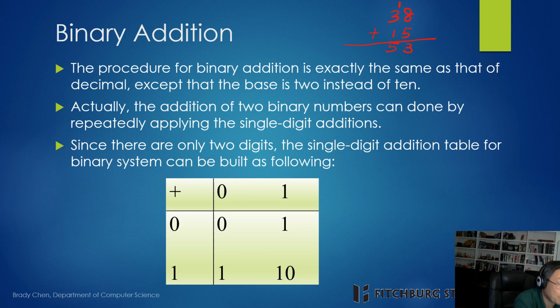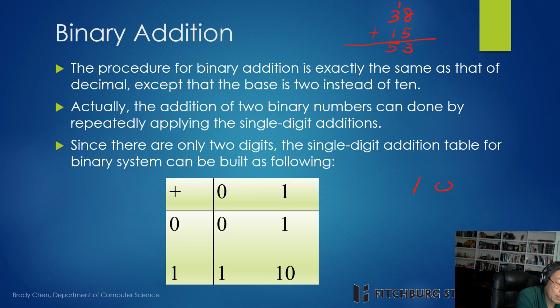So that's the addition for the actual decimal numbers. Now for the binary numbers, it's very similar. We're going to add the single digits, starting from the ones position. So let's take a look at the addition like this.